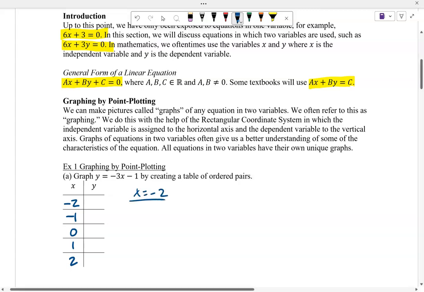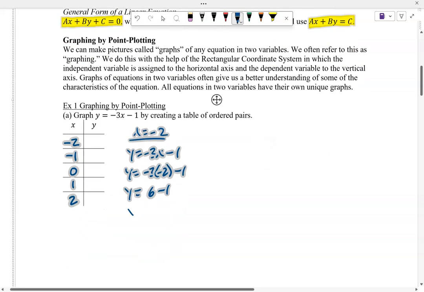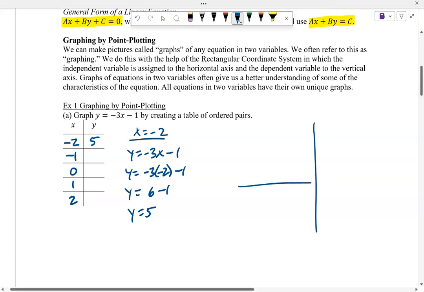So when x is -2, what would y be if x is -2? Well, I plug it in, and I get 5, so y is 5. So my first point on the graph is -2, 5. There's my first point on my line, right?